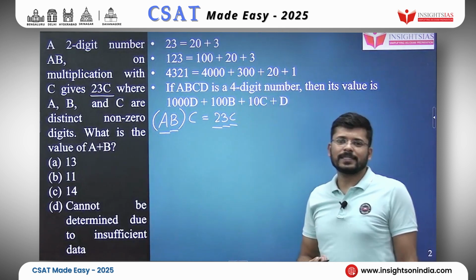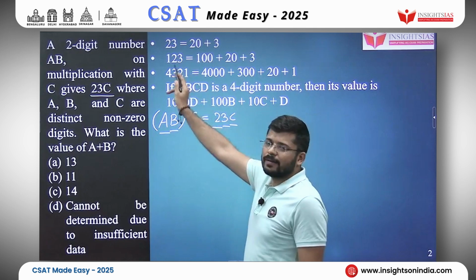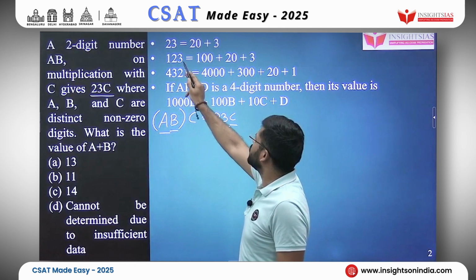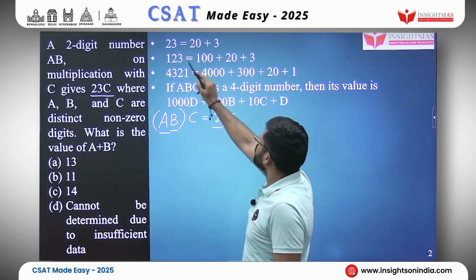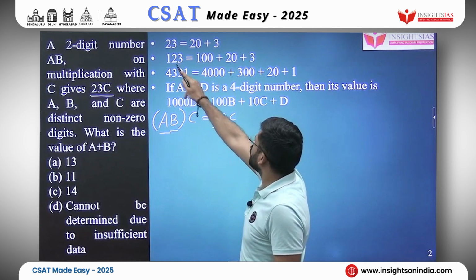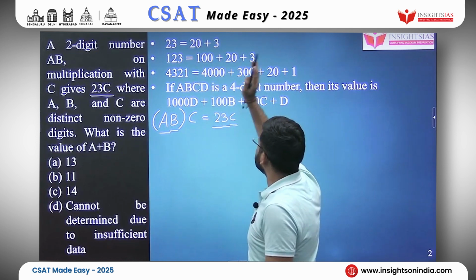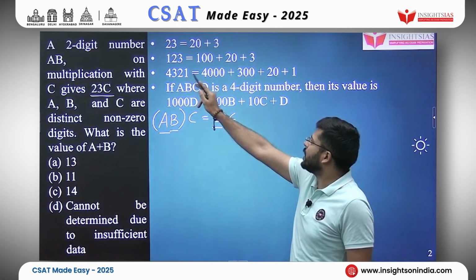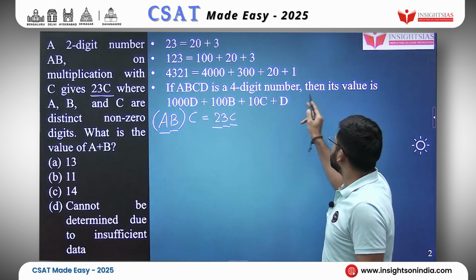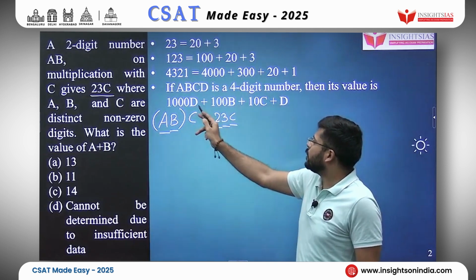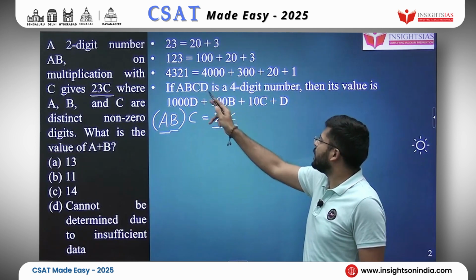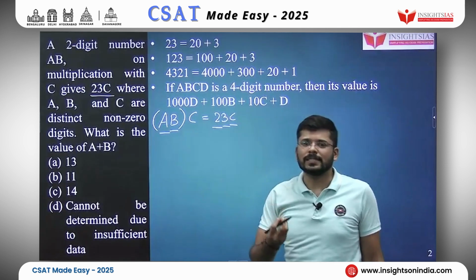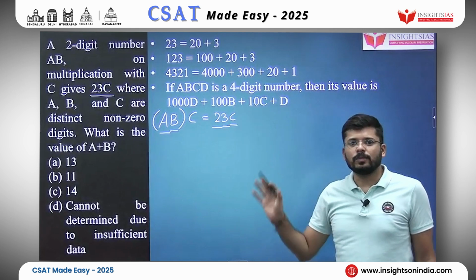We know how decimal system works, right? 123, what does this 1 indicate, what does this 2 indicate, and what does this 3 indicate? This is units place, this is tens place, and this is hundreds place. So this would be 1 into 100, 100, 2 into 10, 20, 3 into 1, 3. Similarly, 4,321 would be 4,000 plus 300 plus 20 plus 1. So if ABCD is a 4-digit number, then its value would be 1000A plus 100B plus 10C plus D. Yes, we know this is how decimal system works, and this question is based on this concept.